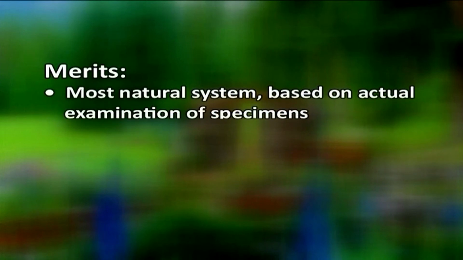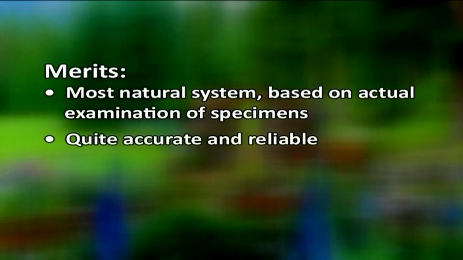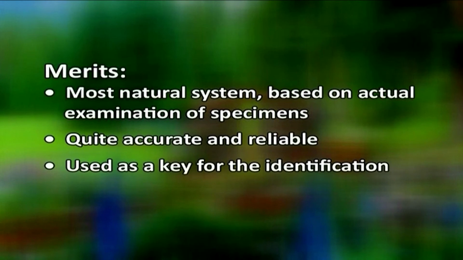First, the merits. Bentham and Hooker's classification is the most natural system based on actual examination of specimens. The description of plants is quite accurate and reliable. As it is easy to follow, it is used as a key for the identification of plants in Kew herbarium and several other herbaria of the world.